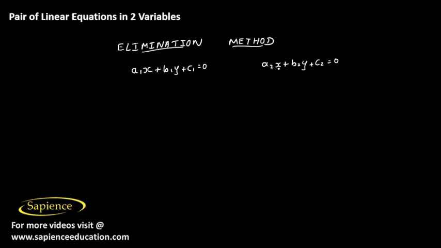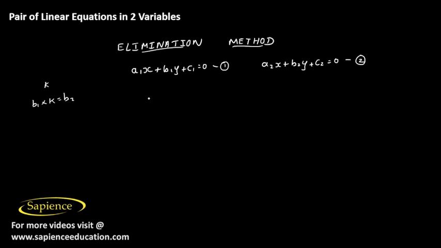But before adding them, the first step is to multiply them with a suitable constant so that one of the coefficients is equal. So for example, if we want to eliminate y, we need to make the coefficients of y same. So if this is the first equation and this is the second equation, I need to find a constant k such that this b1 into my constant k will be equal to this b2.